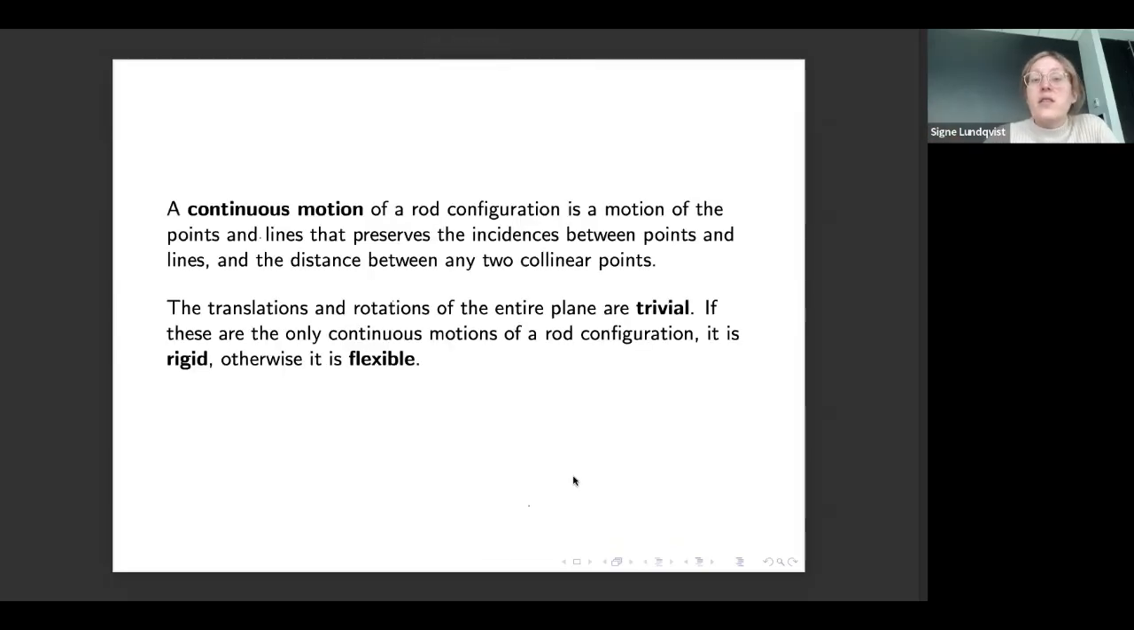Just to repeat, a continuous motion of our configuration is a motion of the points and lines that preserves the incidences between the points and lines, and it preserves the distance between any 2 points that lie on the same line. And again, you can translate and rotate any rod configuration. So we say that translations and rotations are trivial. And if the translations and rotations are the only continuous motions of the rod configuration, it's rigid, otherwise it's flexible.